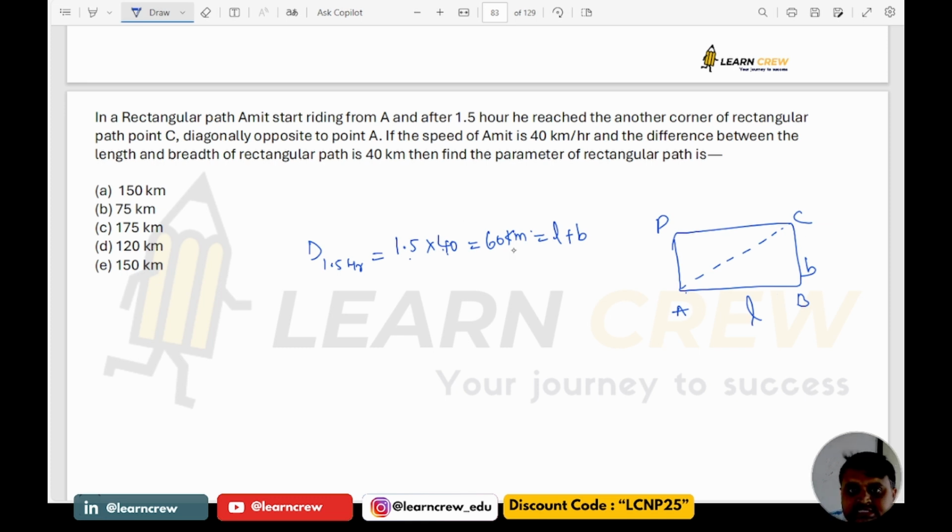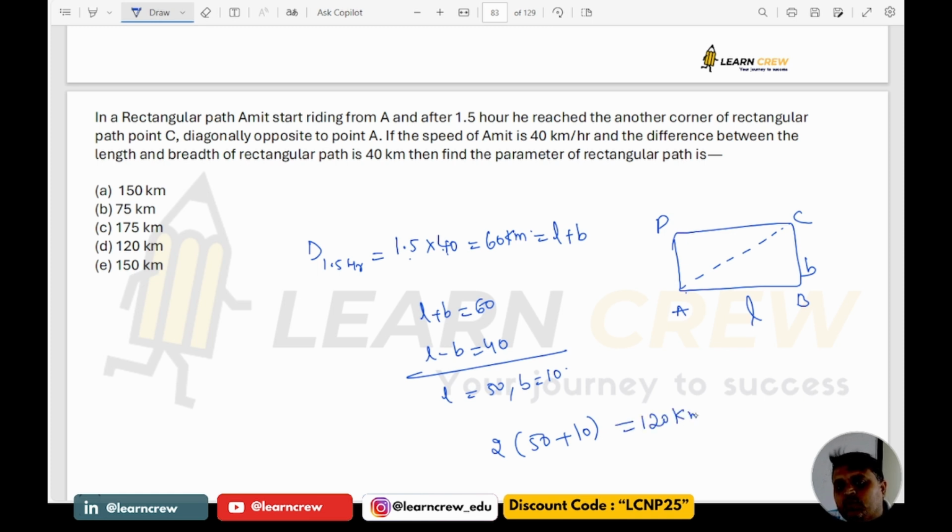We have got L plus B equal to 60, and the difference of length and breadth is given as 40. Then L we will get as 50 and B is 10. Now it is asked to find the perimeter. 2 into (L plus B) is 120. So the answer is 120 kilometer. So this is the end of our quant paper discussion.